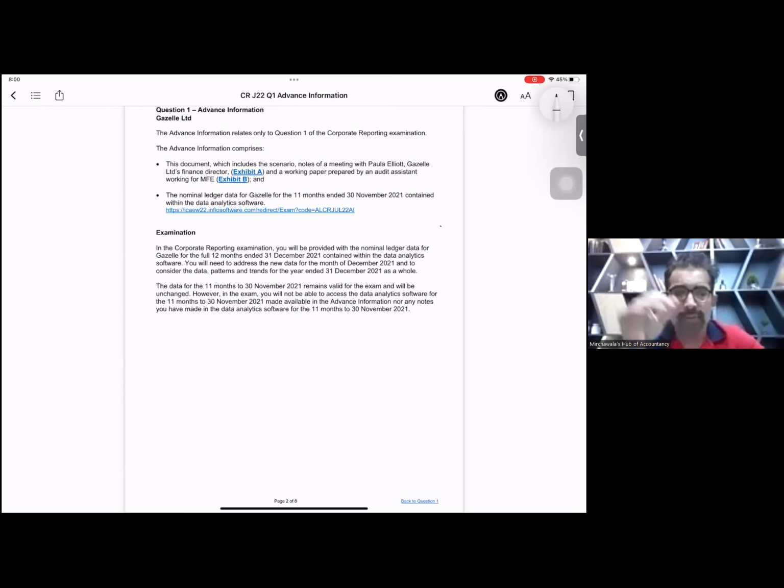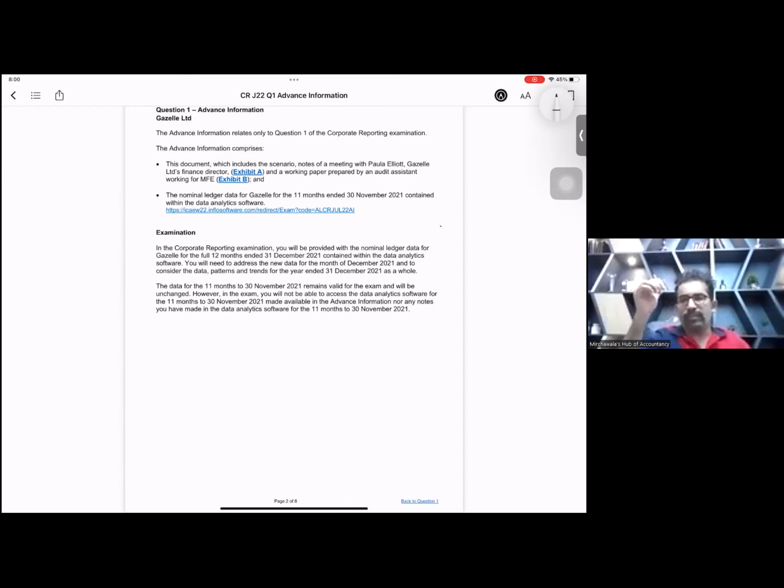Now, as you all know, since the last three to four attempts, they have started sending the advanced information for question number one. That means the data which is in front of me is the data given by the ICAEW team. It's public data. Even you guys have this. And I would recommend you to read this PDF file before this class. I'll also send it to you, even I think you must have this. So just go through this first. And in this data set, they have given you 11 months data of that company. And in the examination room, you will get the 12-month data, right?